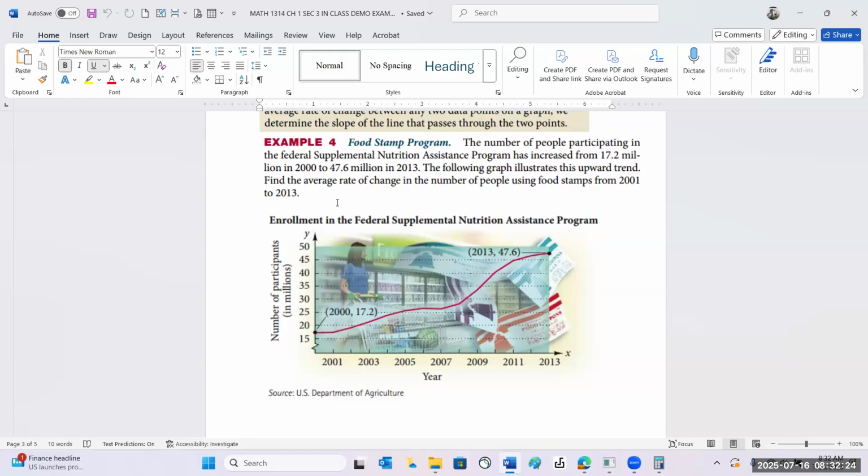So in 2001, how many people were there? In 2001, it's about the same, hasn't changed much. So we're looking at 17.2 million. And then in 2013, how many people are using it? In 2013, it goes up to 47.6.